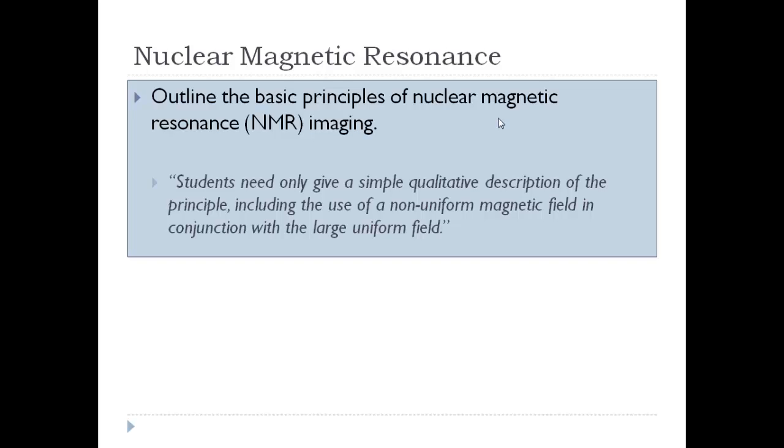So our IB objectives are to outline the basic principles of nuclear magnetic resonance imaging, and it gives a little explanatory note in the physics guide saying that students need only give a simple qualitative description of the principle, including the use of a non-uniform magnetic field in conjunction with a large uniform field. We're probably going to go to a little bit more depth than is needed for this simple qualitative description, just because I think we need to in order to understand what's going on. And then in class we'll have a look at some exam questions to see what they mean by a simple qualitative description. Having said that, our description is going to be simplified somewhat, and I'll explain where that happens.